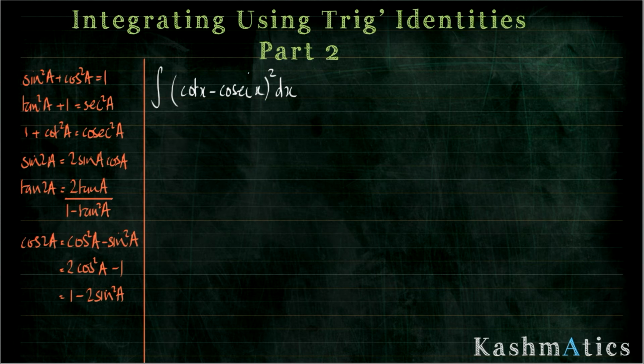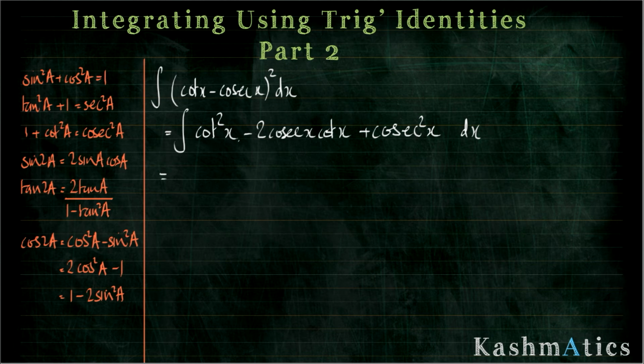So whenever I see brackets, I just expand them. Well, not always, but when I see something like this, I would. So let's have a look here. So this becomes the integral of cot squared x minus 2 cot x cosec x, which I'm going to write as 2 cosec x cot x, because hopefully you should recognize that, plus cosec squared x dx.